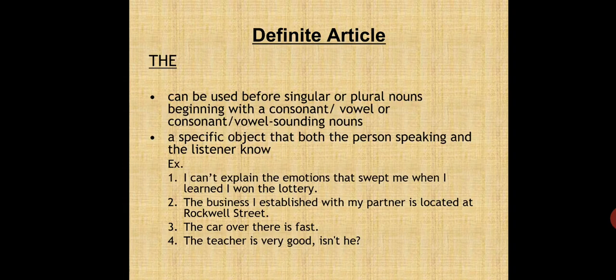The, eto, mas importante si the. It can be used before singular or plural nouns, beginning with a consonant or vowel sound. So you can use it in almost any situation. A specific object that both the person speaking and the listener know. That is the reason why when you pertain to a particular word that you believe the examiner already knows, since it's only one in the entire world.